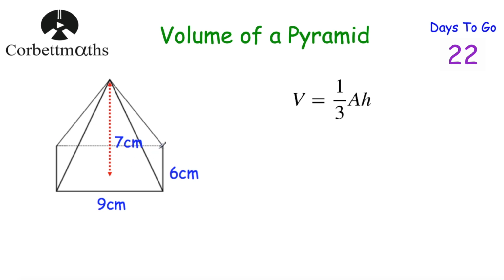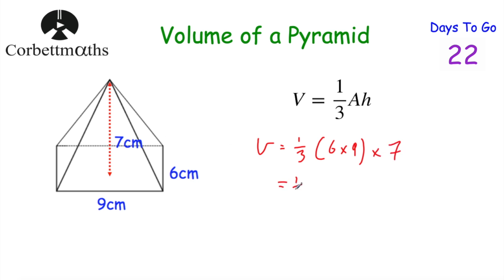So here we've got a pyramid, and the base of this pyramid is a rectangle. As you can see, it's 9 centimeters by 6 centimeters, and the height of the pyramid is 7 centimeters. So if I wanted to find the volume of this pyramid, what I would do is find the area of the base, do a third of it, and then multiply by the height. So the volume is equal to a third the area of the base, so that would be 6 times 9, because it's a rectangle, the area of the rectangle would be 6 times 9, which would be 54, and then multiply by the height.